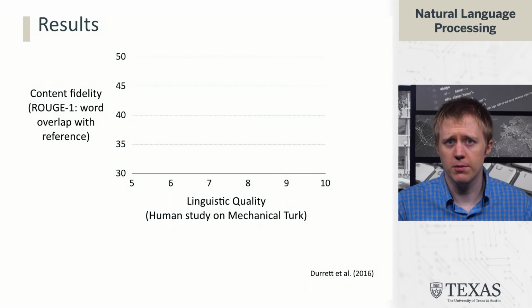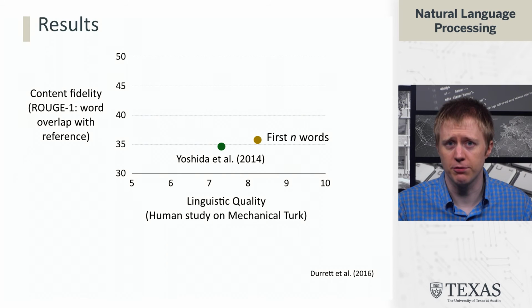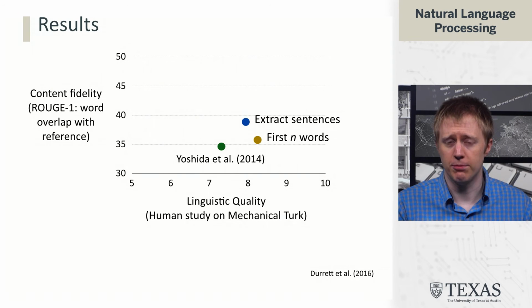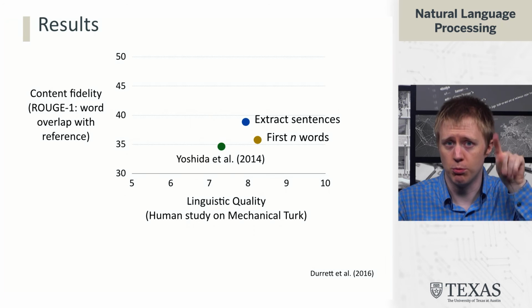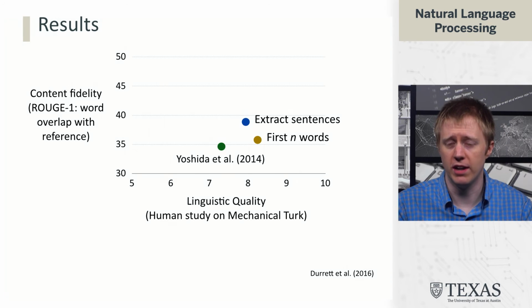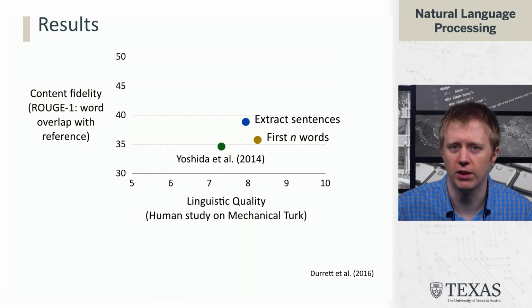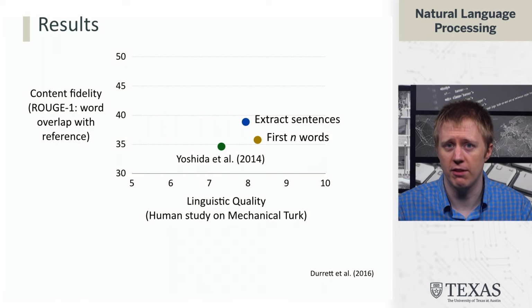All right, in terms of how this works, we have a couple of baselines. We have a baseline from prior work and this lead baseline, taking the first N words of the document. And then we have a sentence extractive method. And so what we're looking at here is, on the y-axis, Rouge 1, so how good the summary is in terms of overlap with a reference. And on the bottom, we have linguistic quality.